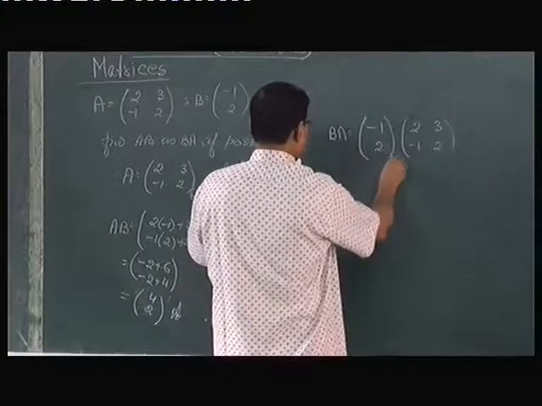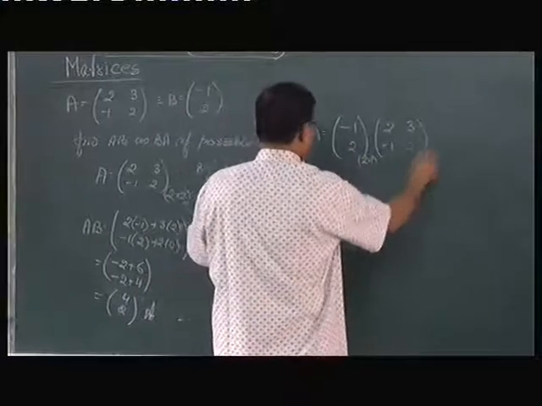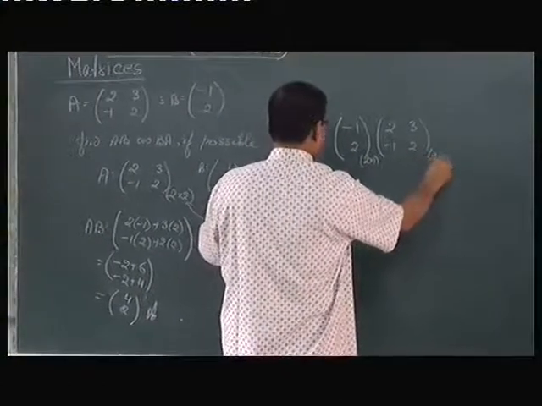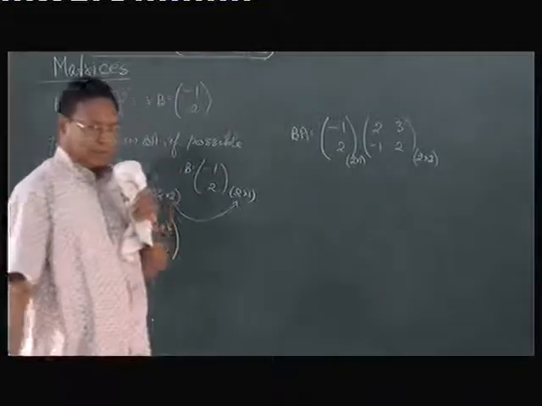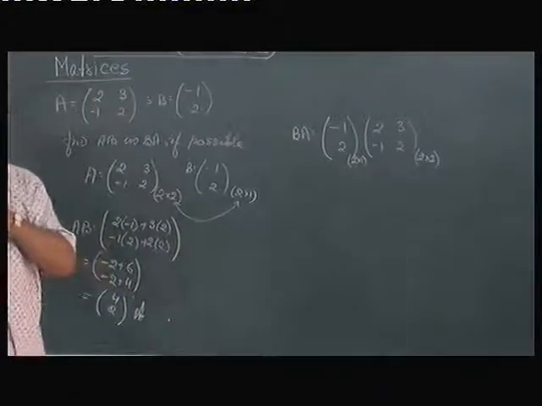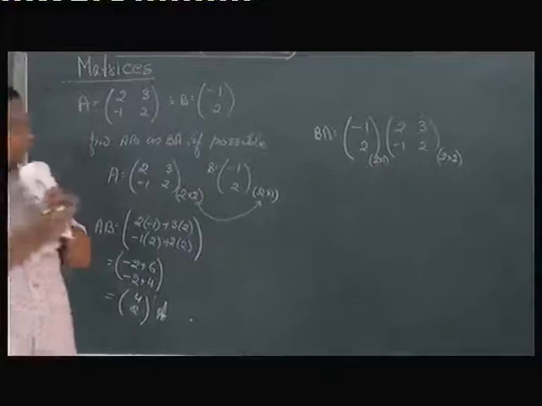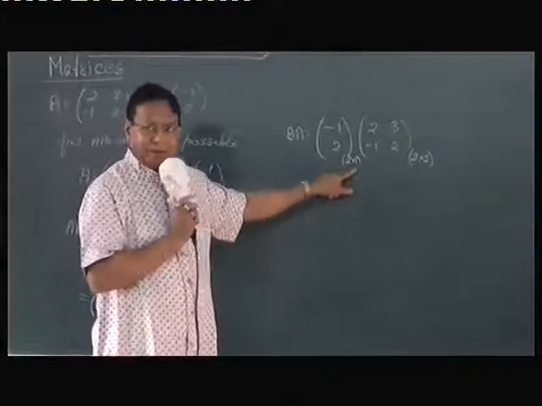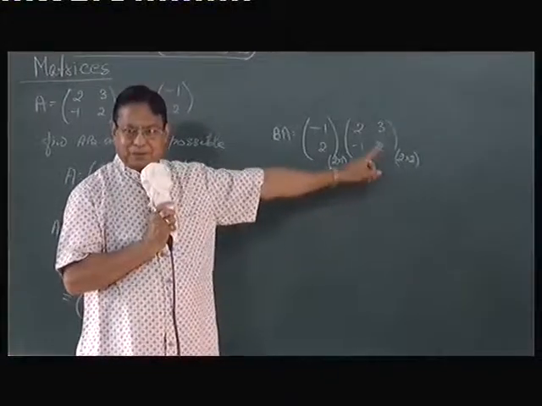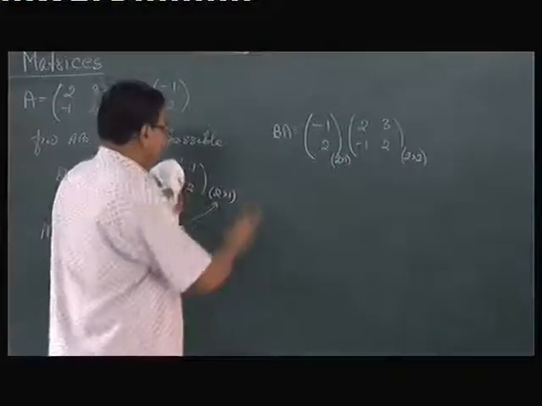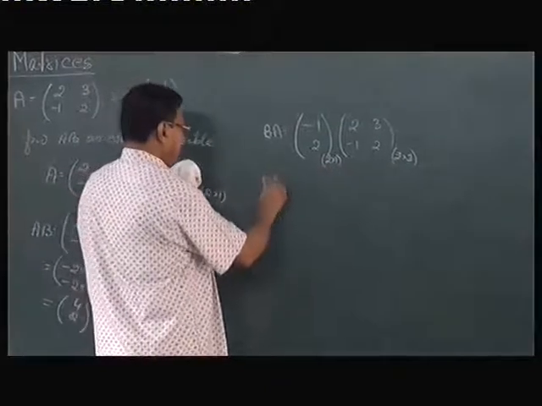Here the order is 2 by 1. Here the order is 2 by 2. So do you get a smiley? Small smiley? No. Because here it is 1, here it's 2. So you don't get the same number. So you write BA is not possible.